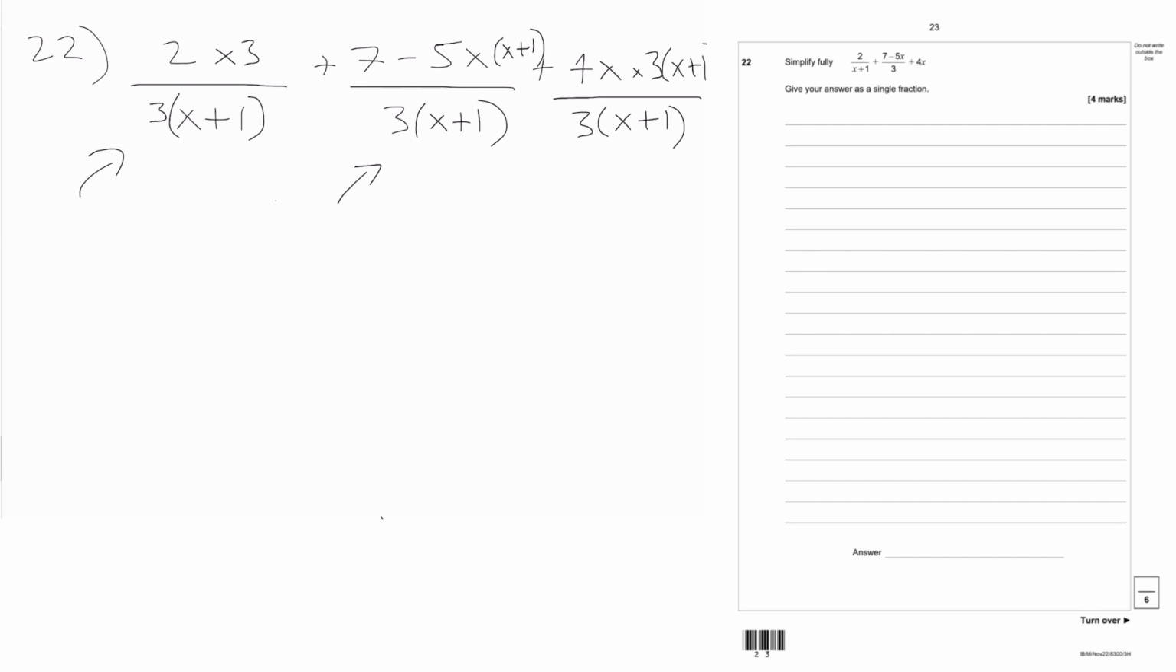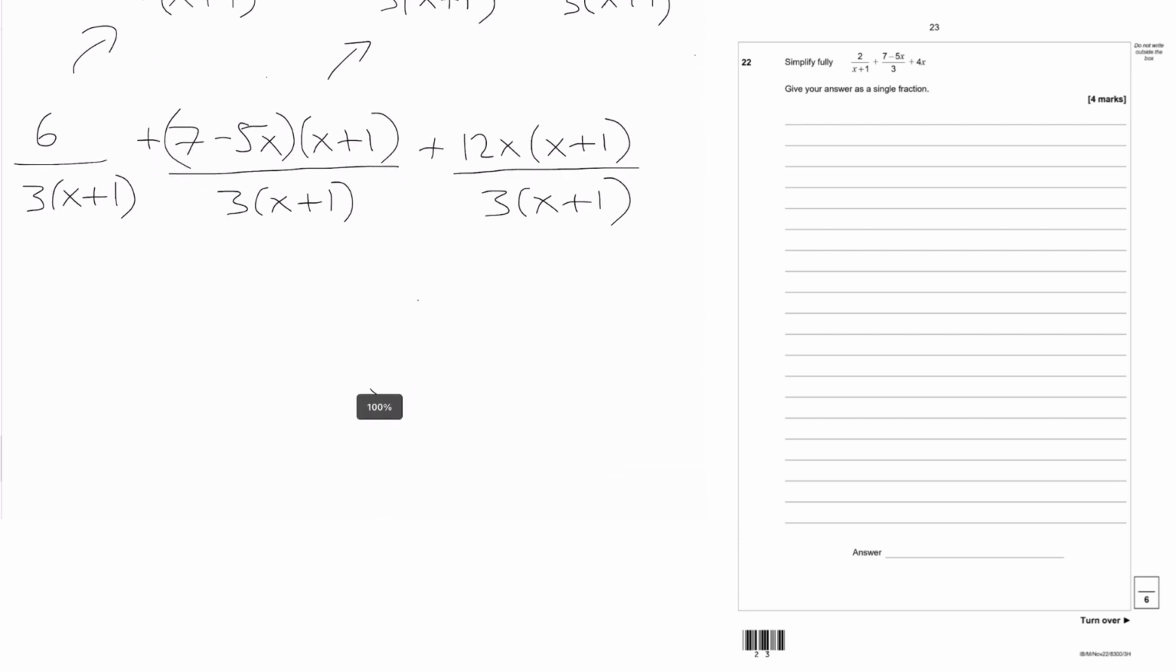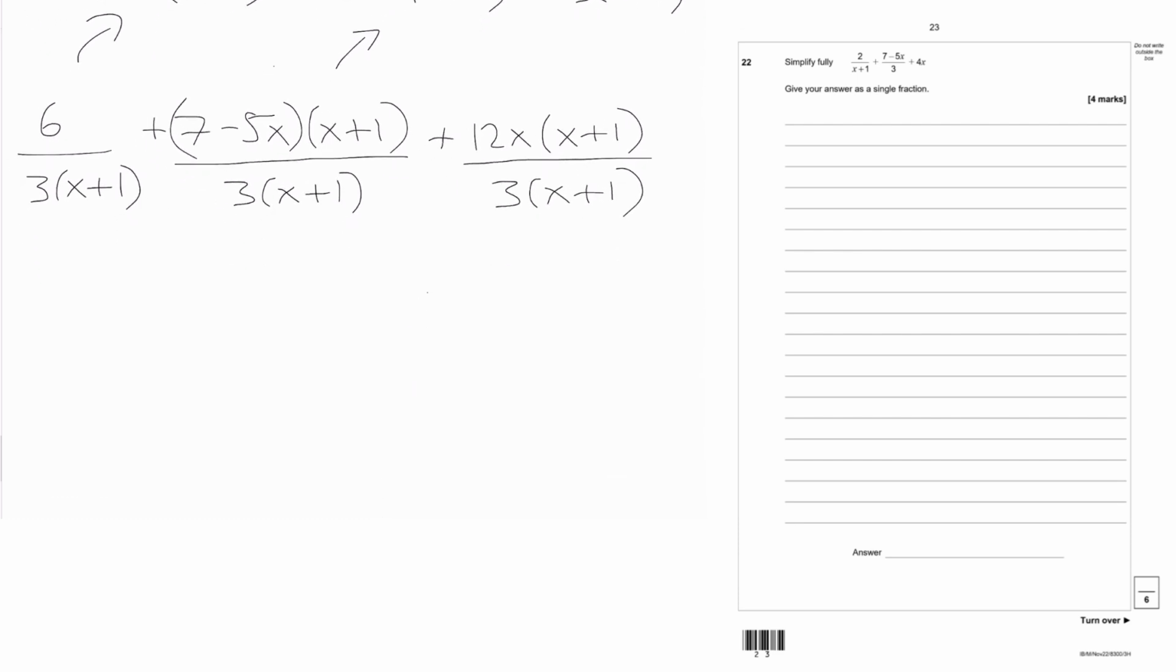There we go. So now that we have this, let's just rewrite this out. So we'll just simplify. So we have 6 over 3x plus 1, plus 7 minus 5x times x plus 1 over 3x plus 1, plus 12x times x plus 1 over 3 times x plus 1. So now we can start adding together the terms in the numerator, although the first thing we need to do here is expand out all the brackets.